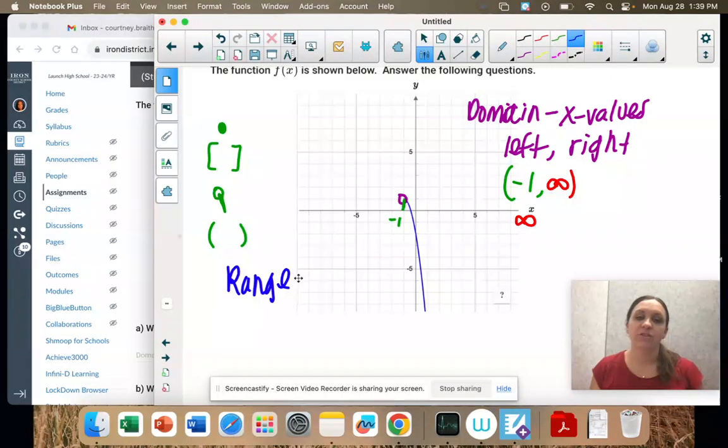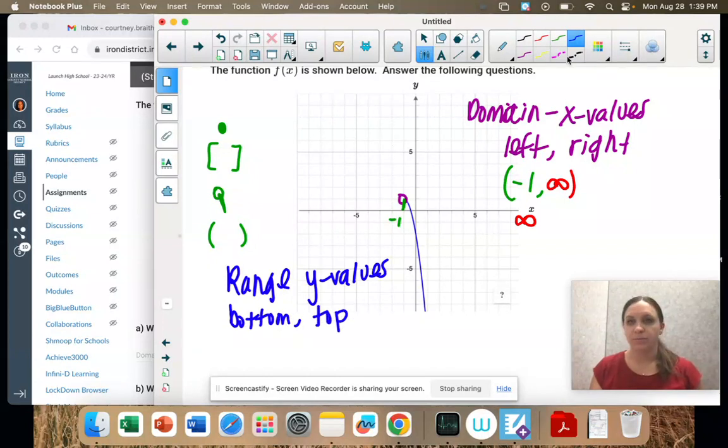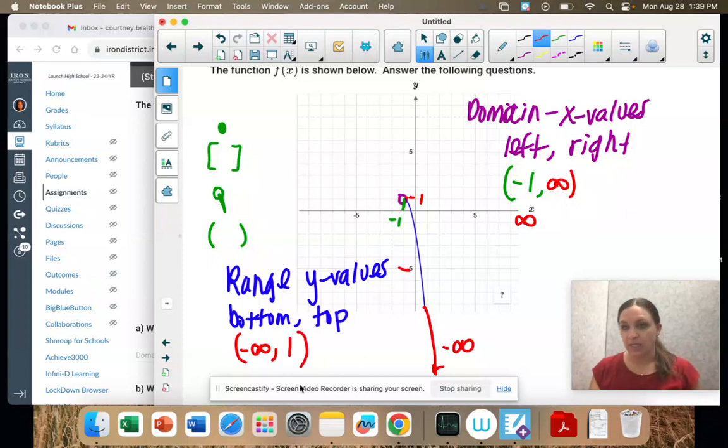Okay, range is our y values. And we go bottom of the graph to top. Well, the bottom, I can see this line is going down, down, down. So -infinity, we're on the y-axis. And then we end right here at y equals 1. And remember, it's a parenthesis because of how that line ends. So this one has all parentheses.